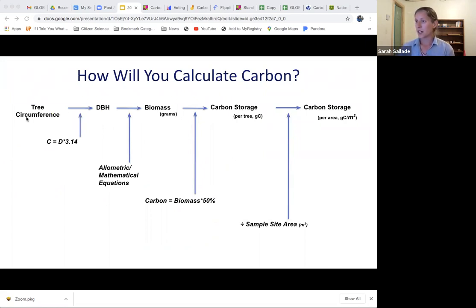So here we are. We have gone out to our field site. We've measured tree circumference, and we know that it relates to DBH. We've participated in biomass units to understand this equation here. We've participated in the allometry activity to understand allometric equations. We know how big our sample site is, and now we're ready to do some data analysis.